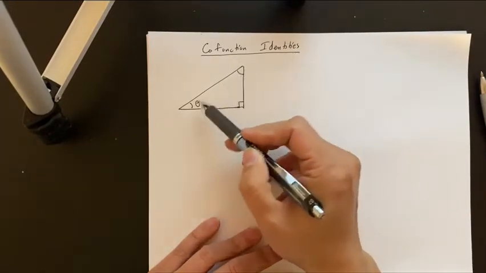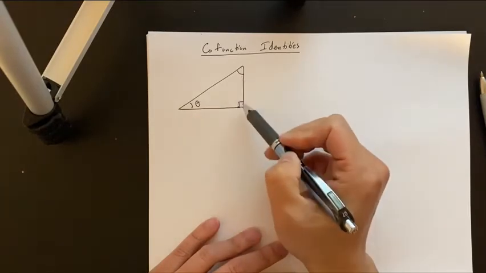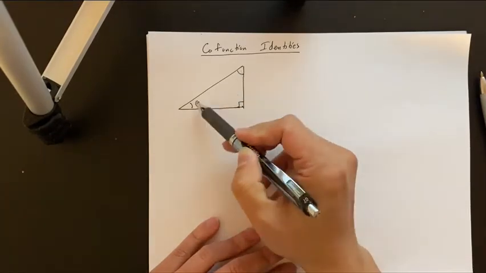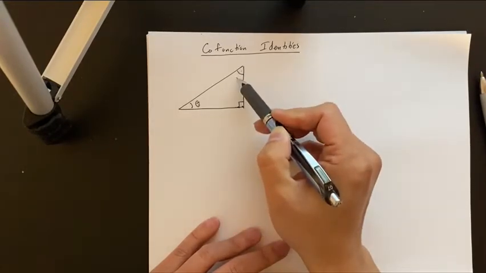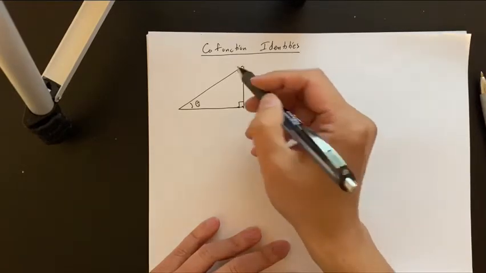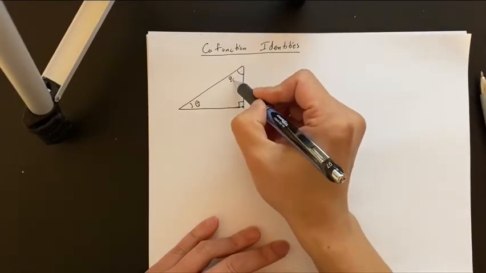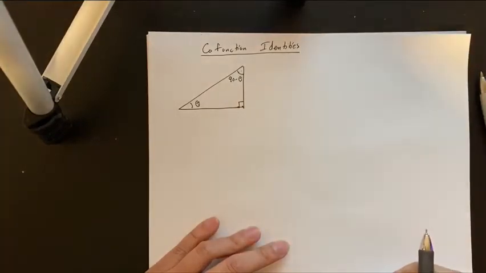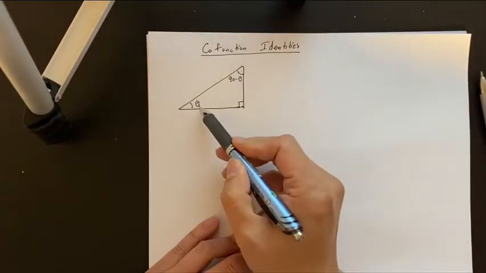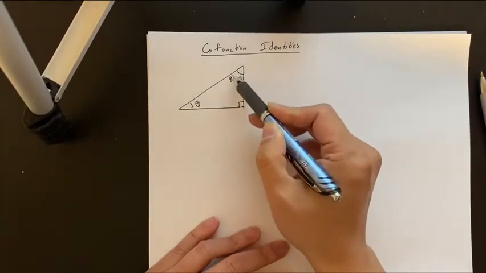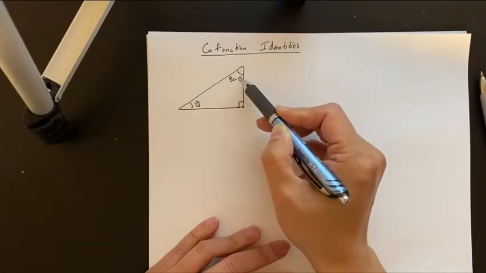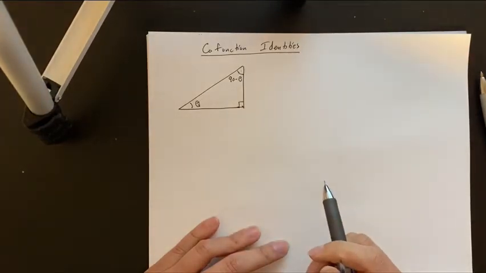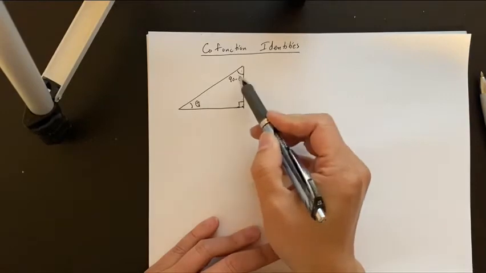So we know the sum of all 3 angles is 180. Here we already have 90. That means the sum of these 2 must be 90. So if this is theta, wherever this is must be the leftover of the 90. So that's equivalent to saying 90 minus theta. For example, if theta was 20 degrees, this angle would be 70 degrees, and that's coming from 90 minus 20, which is 70. These are called complementary angles.